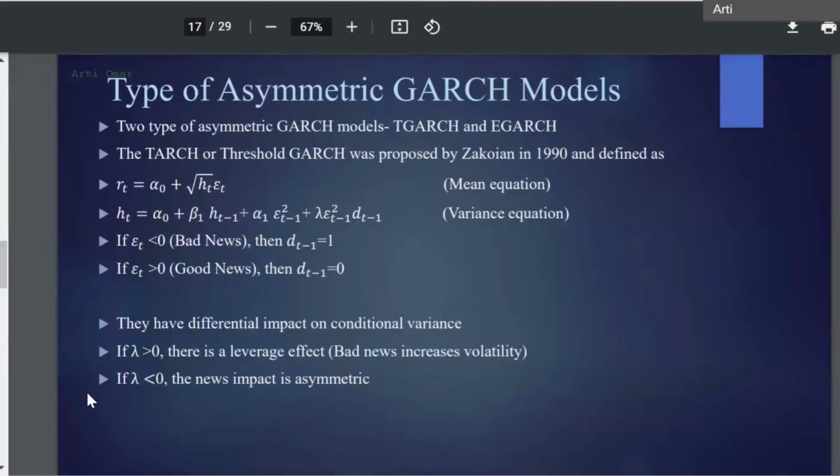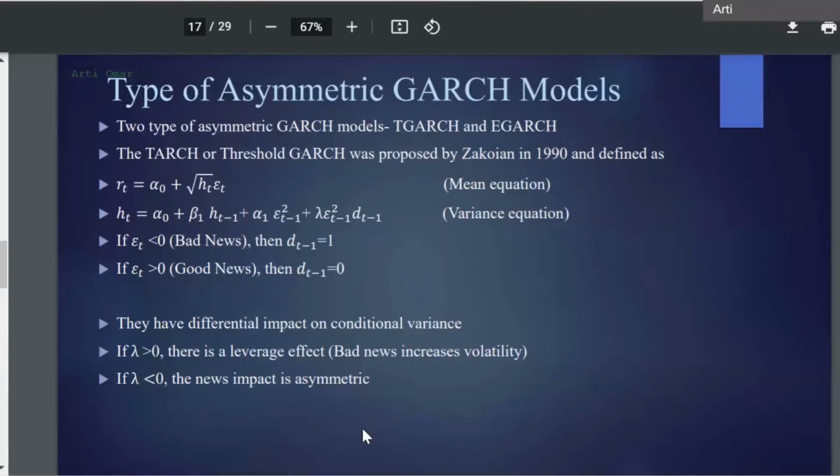Now coming to the variance equation. A GARCH model is always tweaked around the variance equation or around the distribution model. Most of the time you have to tweak between the variance equation and the distribution model. The variance equation says that my current volatility depends upon the lag value of the past volatility as well as the lag value of the error term. And then we have one more term, the asymmetric effect term.